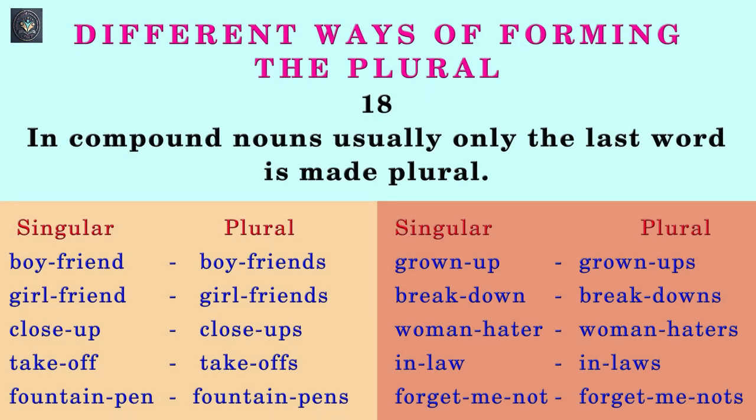Rule number 18. In compound nouns, usually only the last word is made plural. Like boyfriend, boyfriends, girlfriend, girlfriends, close up, close ups, take off, take offs, fountain pen, fountain pens, grown up, grown ups, break down, breakdowns, woman hater, woman haters, in law, in laws, forget me not, forget me nots.